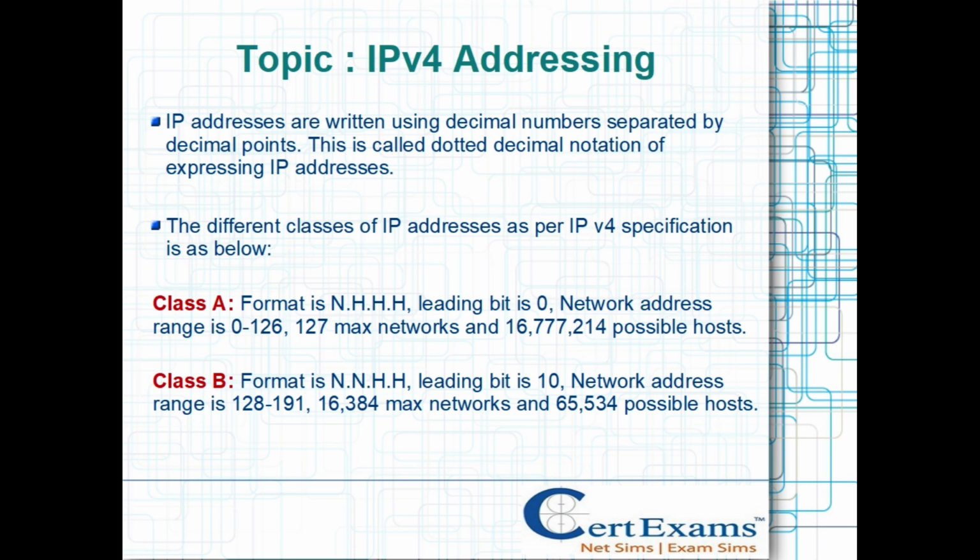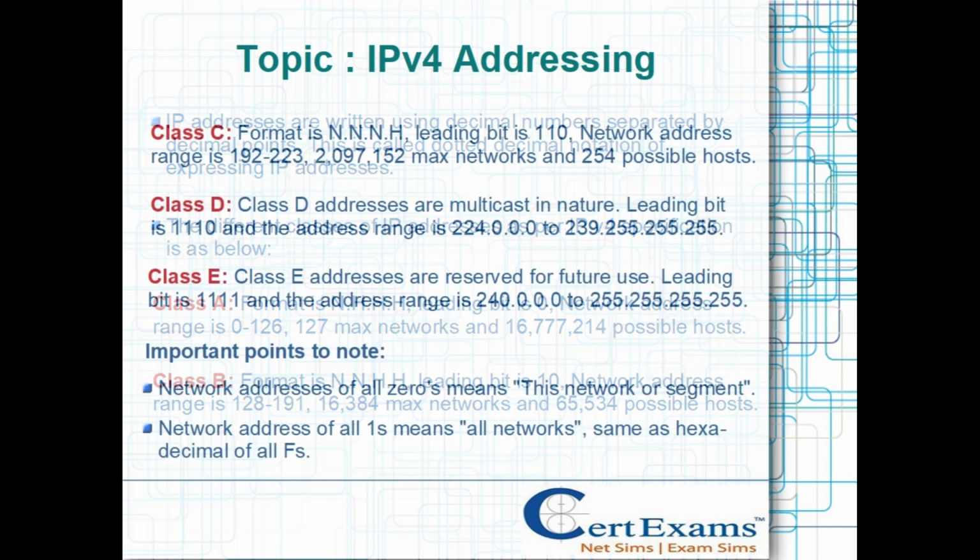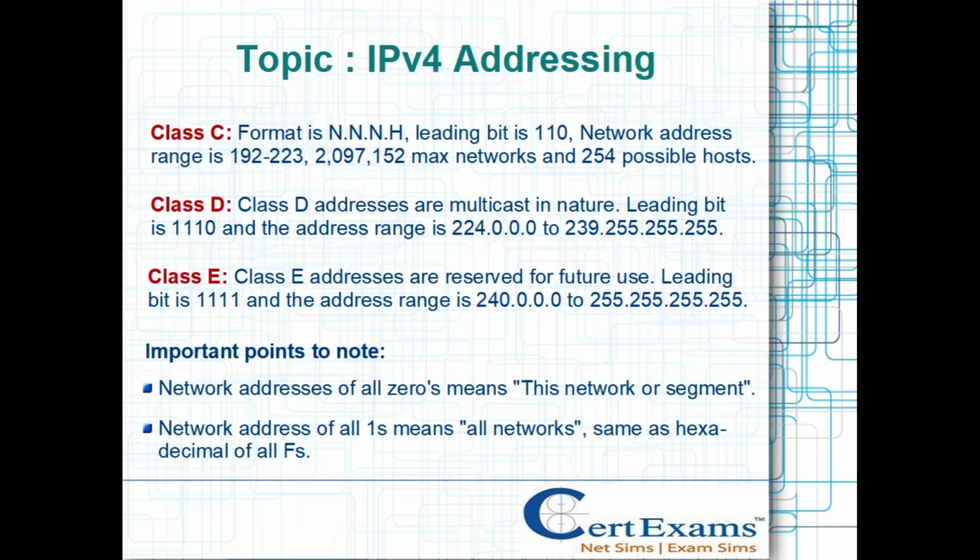For Class B addresses, the format is N.H.H, leading bit is 10, network address range is 128 to 191, which means 16,384 max networks and 65,534 possible hosts.